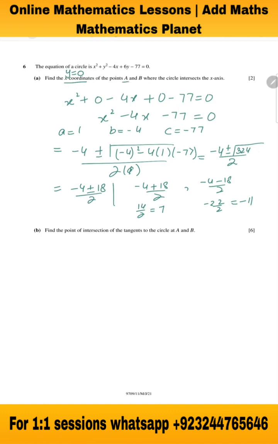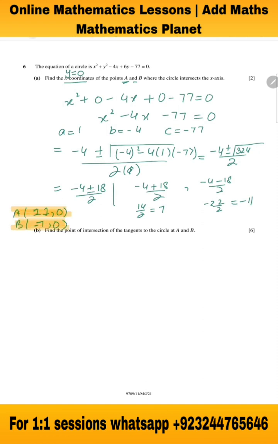So the x coordinates of the points A and B are 11, 0 and minus 7, 0. These are the points for the x coordinate of A and B.